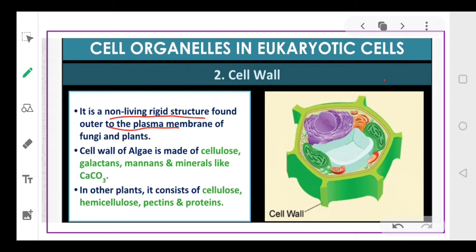The cell wall in algae is made up of cellulose, galactans, and minerals like calcium carbonate, while in the rest of the plants, it is made up of cellulose, hemicellulose, pectins and proteins. You can see in the picture, I have clearly labeled this outermost layer as the cell wall, and the composition of the cell wall is different in algae in comparison to other plants.